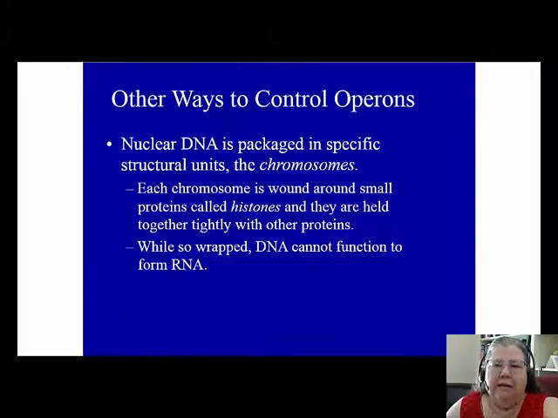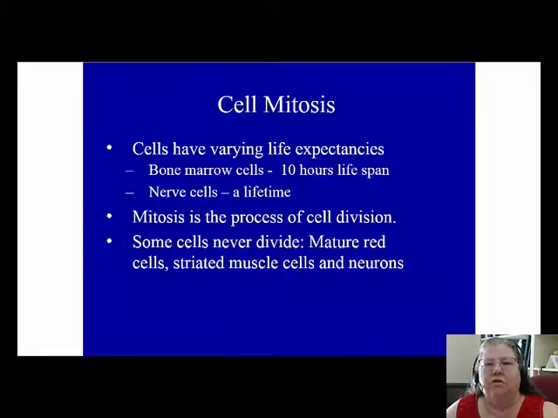Nuclear DNA is packaged in chromosomes. You know about chromosomes. The DNA is wound around proteins that are called histones. When it's wrapped, it doesn't function to form RNA. It requires unwrapping within the nucleus to make RNA. As you might imagine, only certain areas in the genetic code are unwound and active at any given time, and much of that code is packaged in these wound up structures called chromosomes.